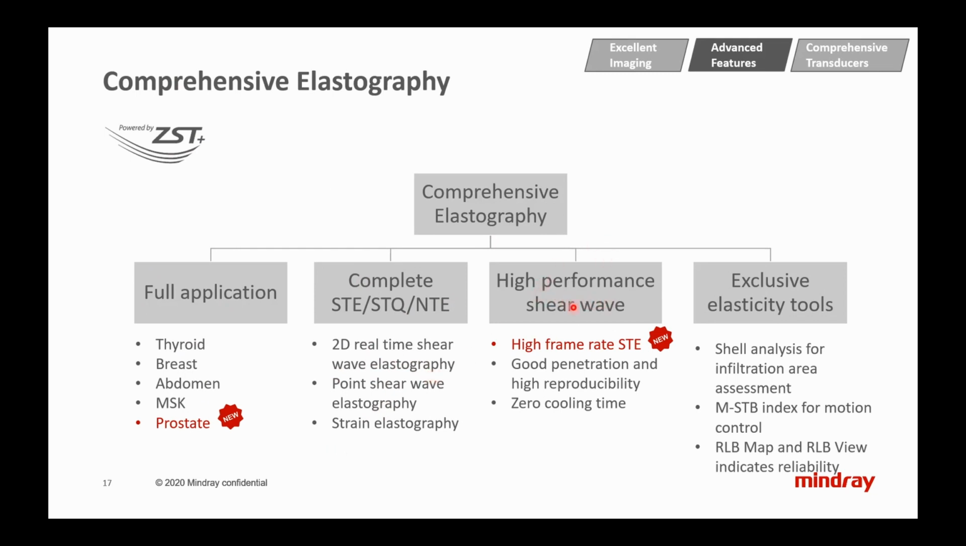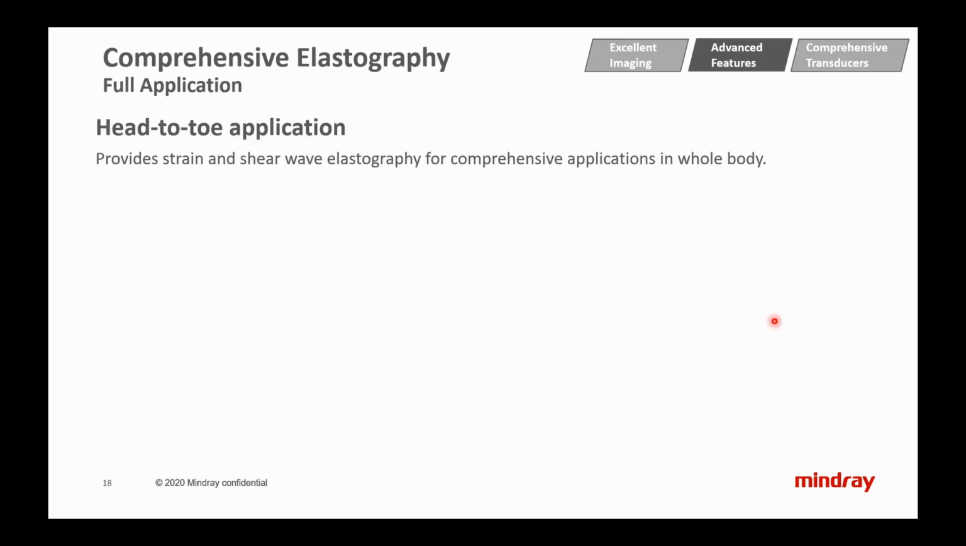And also high performance shear wave. It can give me high performance shear wave in order to let me know if the patient has a tumor or not, has a cancer or not. So ZST is very, very important to investigate the disease. And also for exclusive elasticity tools, we have some tools in order to get a better image and a good determination of disease.